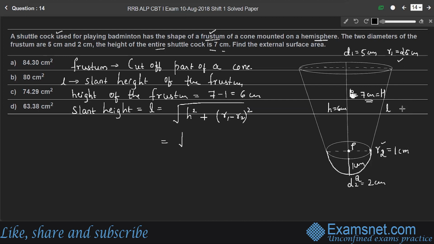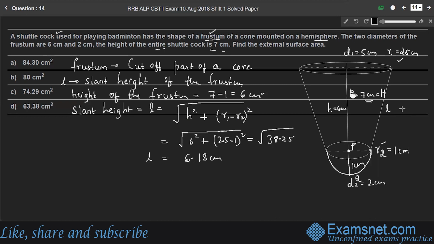Therefore, h is the height of the frustum, which is 6 centimeters: 6 square plus R1 minus R2, which is 2.5 minus 1, the whole square. So we'll get 36 plus 1.5 the whole square, which is 2.25, which is root of 38.25. So you will get the slant height of the frustum as approximately 6.18 centimeter.